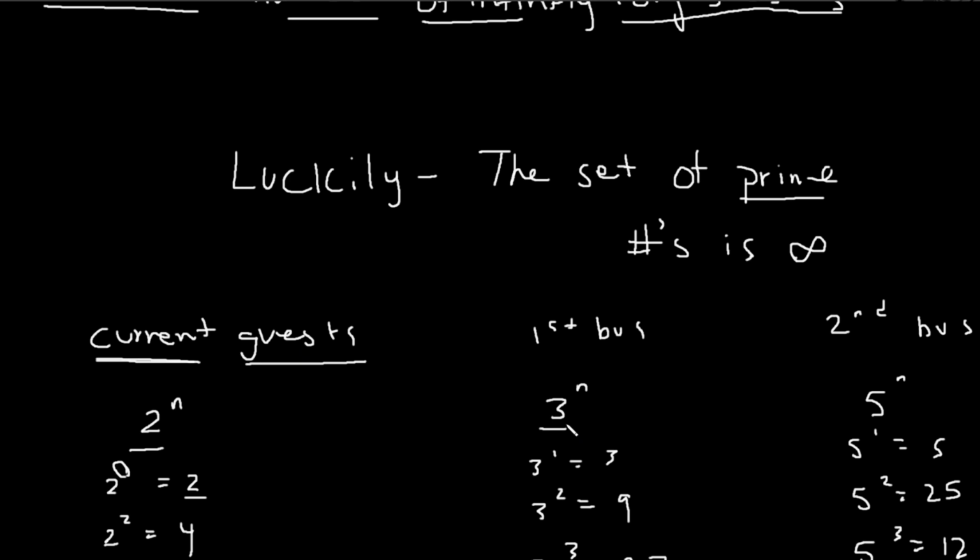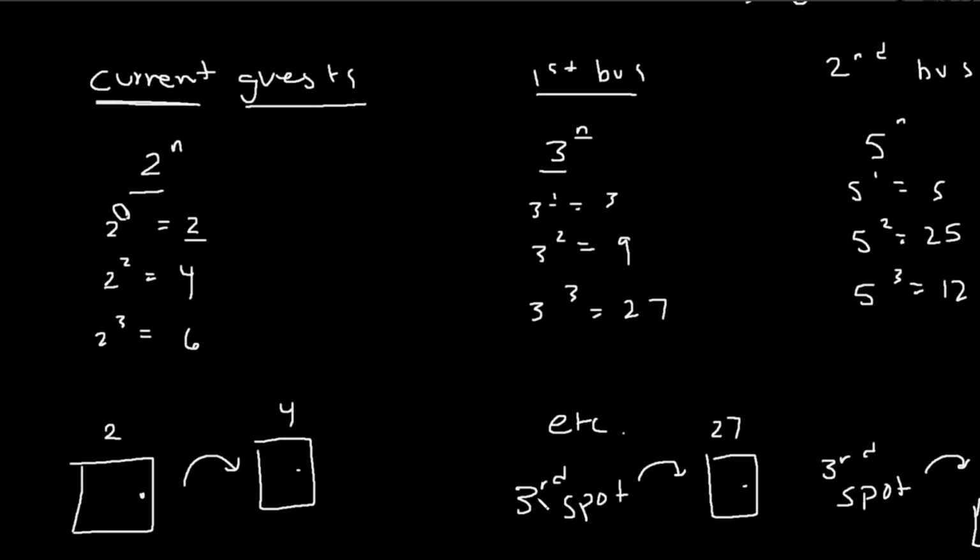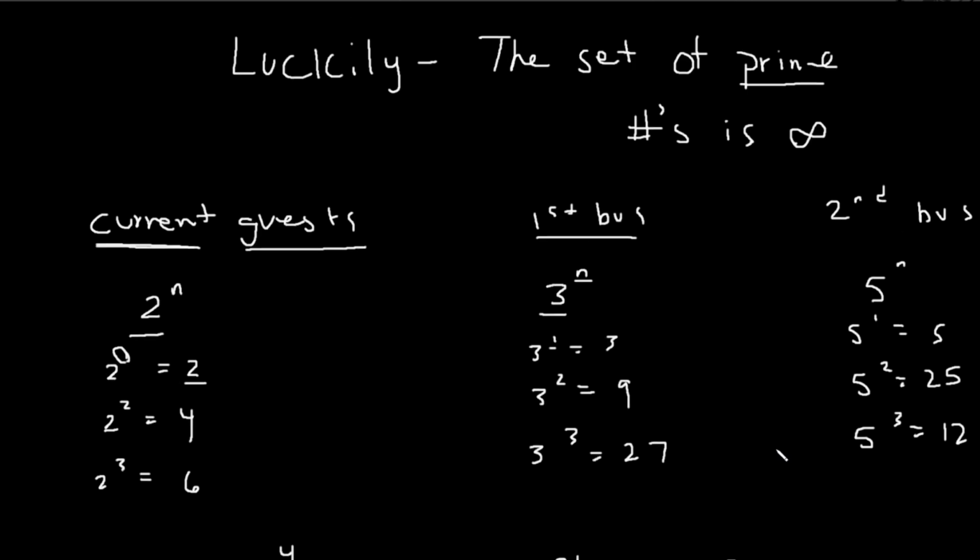We're going to use the number 3 for the first bus. And instead of room numbers for the n, for these buses onward, n is going to be the spot on the bus. So seat number 1, seat number 2, seat number 3, like that. The first seat on the first bus would move to room 3, because 3 to the power of 1 equals 3. The second spot, 3 squared, equals 9. Third spot, 27, and so on. So the third spot on the bus would go to room 27.